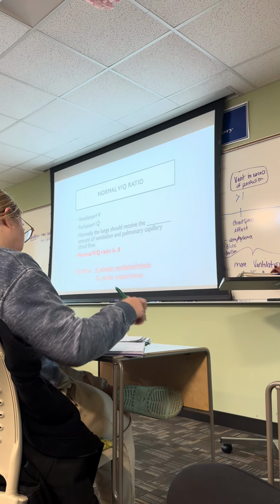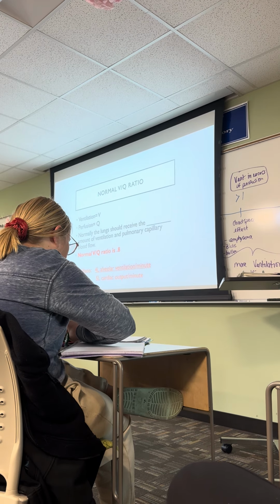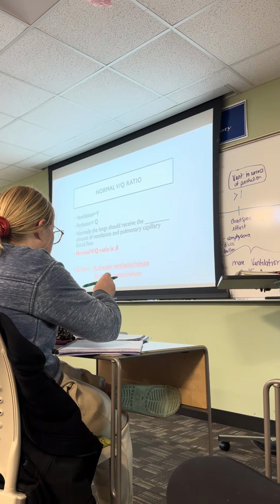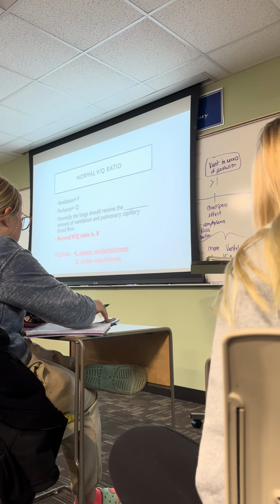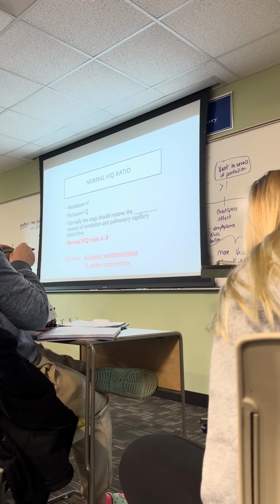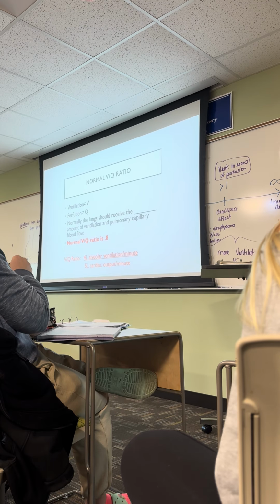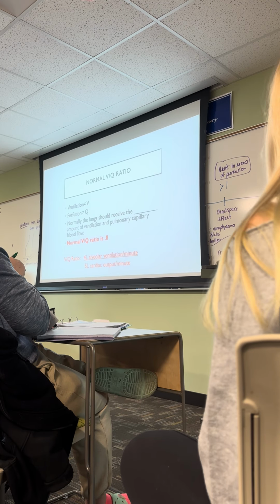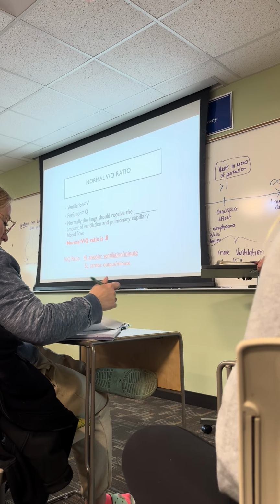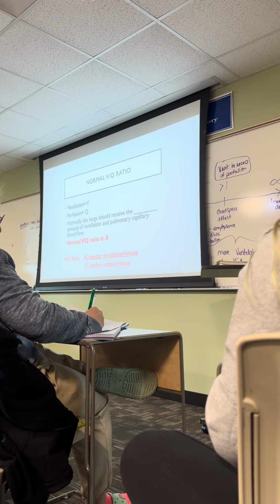All right, so again, ventilation is the V in our VQ ratio. So we're talking about normal VQ ratio. Q stands for perfusion, okay? Normally the lung should receive the same amount of ventilation and pulmonary capillary blood flow. So that is the same. And our normal VQ ratio, remember, is 0.8. And how did I get that?